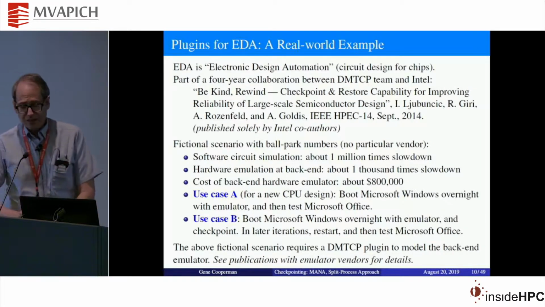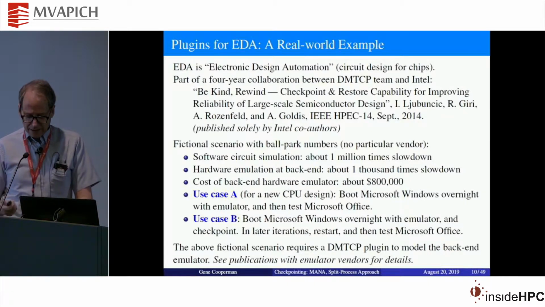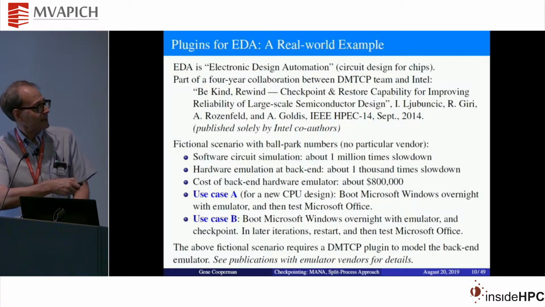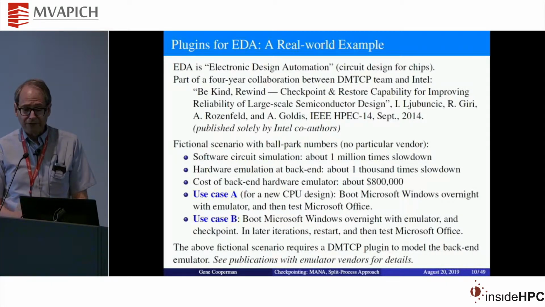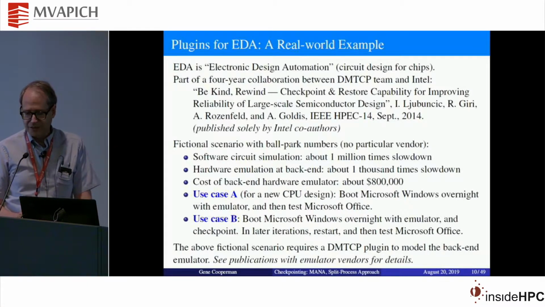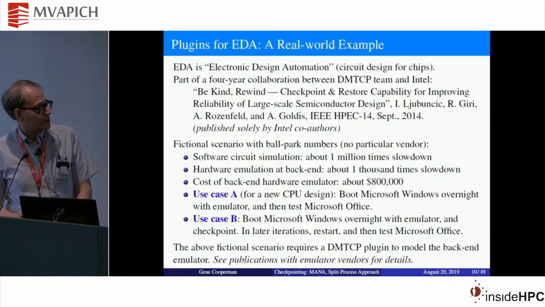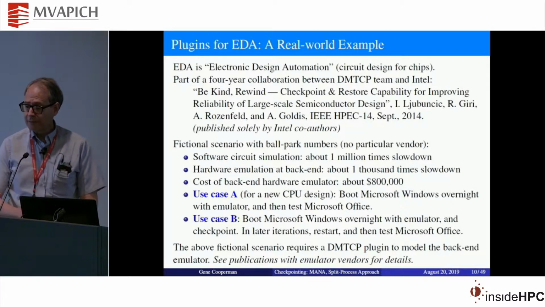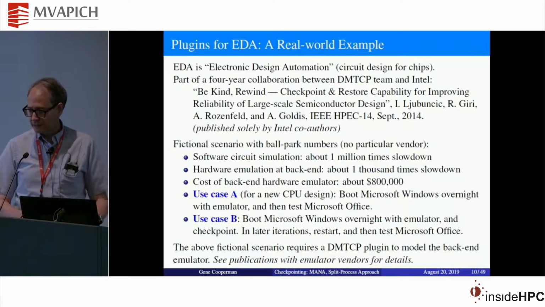OK, first, just to say a little more about why we think about our checkpointing is actually very widely used, not just in HPC. Here's a really interesting example where it's used, in fact, by Intel. Intel, Mentor Graphics both have co-authored papers with us. So this is for electronic design automation. Again, I won't stop to say too much here, but I'll just say that when a company like Intel might be designing a new CPU, if they have a software simulation, that might run 1,000,000 times slower than silicon.